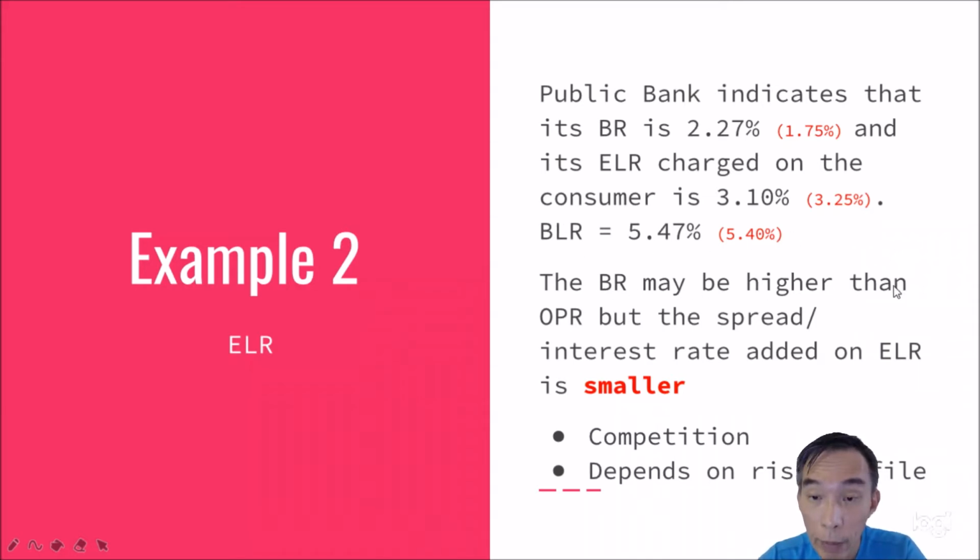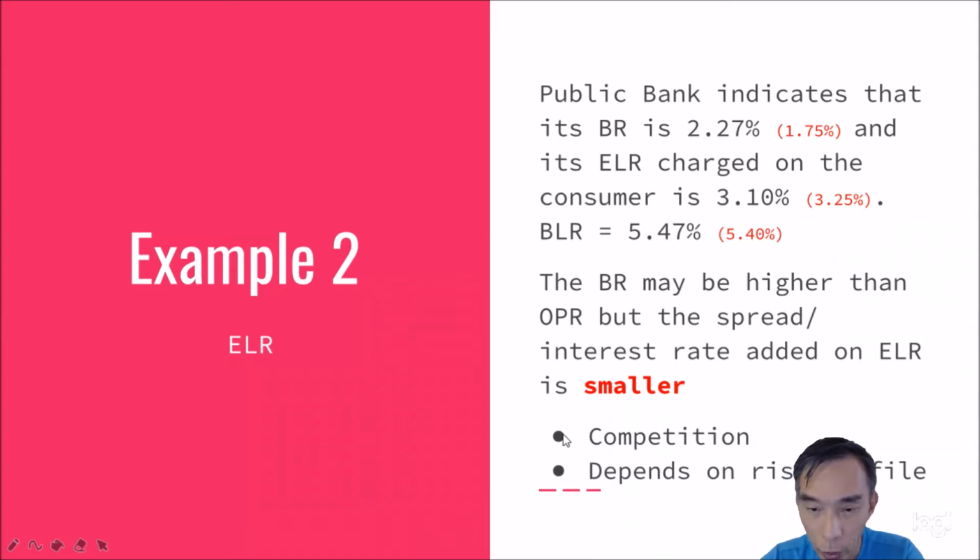The BR may be higher than the OPR, but the spread, that means the difference between Maybank and Public Bank, is clearly seen here. The spread for Public Bank is much lower, so even at the higher BR, the Public Bank effective lending rate is still lower than the Maybank one.